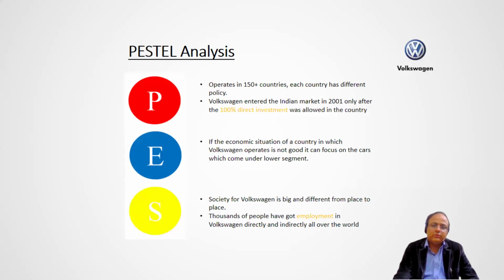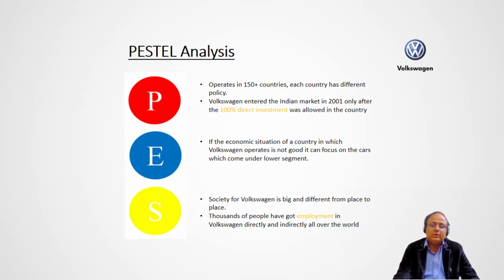Now I would like to take a few more examples from different organizations such as Volkswagen, Royal Enfield, Puma, and how they designed their PESTLE analysis. If you talk about Volkswagen, which operates in 150 plus countries, each country has a different policy. They entered the Indian market in 2001 only after 100% direct investment was allowed in the country. In case of economic situation, if the economy is not good, Volkswagen can focus on the cars which come under the lower segment.